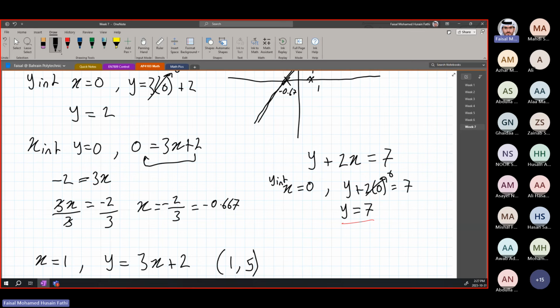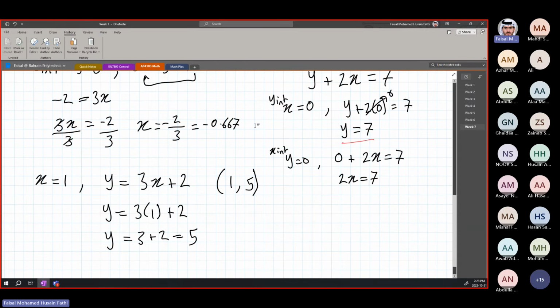Now we need the second point. So, we could do y equals 0 to find the x-intercept. For example, y equals 0 is going to be 0 plus 2x is equal to 7, so 2x equals 7. We divide both sides by 2. So x is equal to 7 over 2, which is basically 3.5.